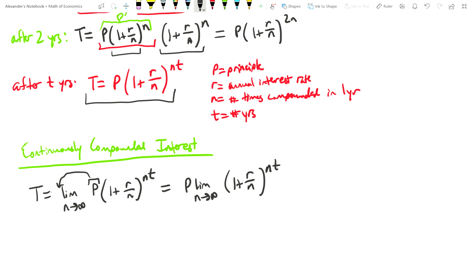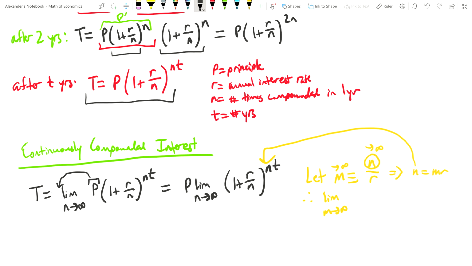Now let's do a substitution to make our life a little bit easier here. Let's let m equal n over r. So what is this going to mean? This now means that we take the limit as m goes to infinity, because n was going to infinity, and if n goes to infinity, then we know that m also has to go to infinity. And furthermore, we also know that n is equal to mr. So let's go ahead and substitute that into here and change our limit.